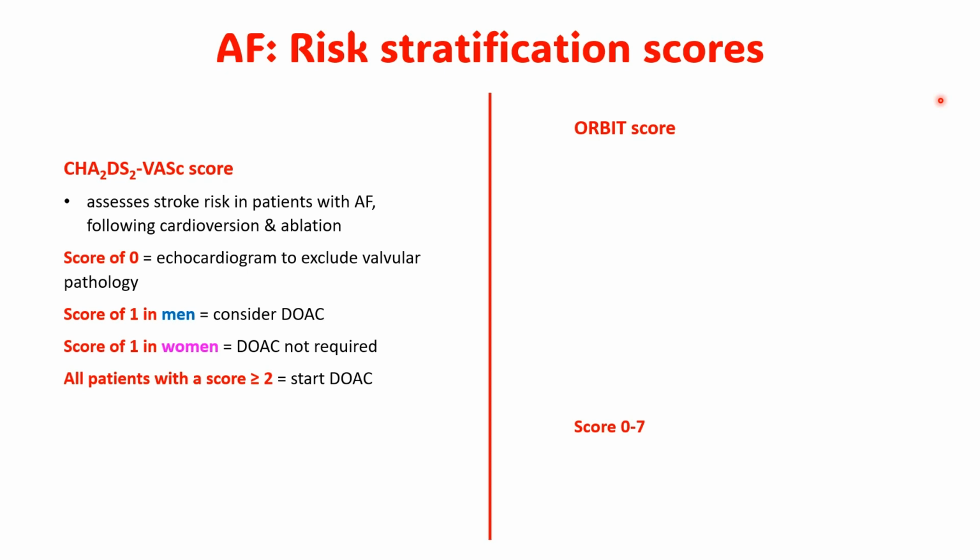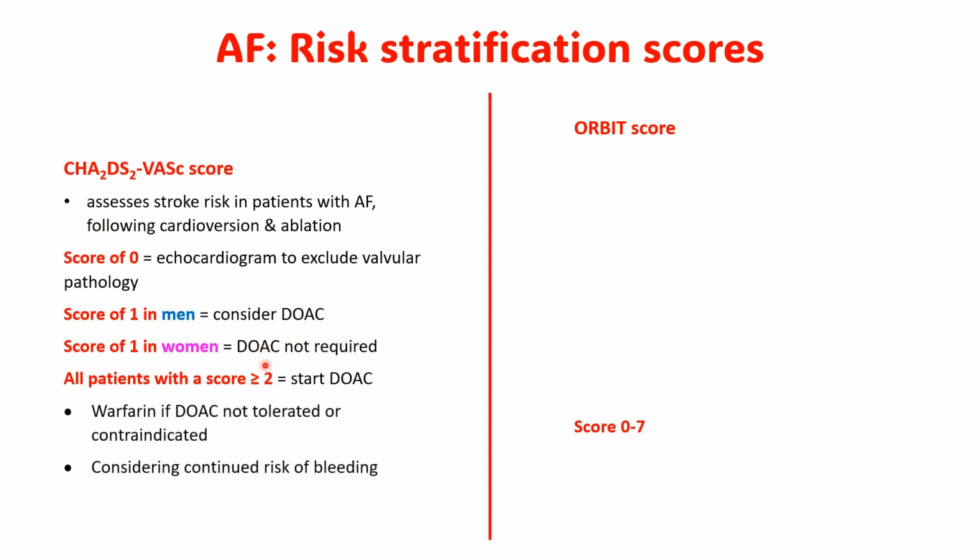And in females, essentially a single point is allocated because of female sex in this stroke risk score. Okay. And then warfarin is if a DOAC isn't tolerated or contraindicated. I mentioned that before. And then always just consider balancing up that stroke and bleeding risk.